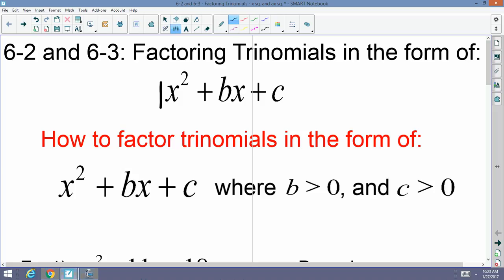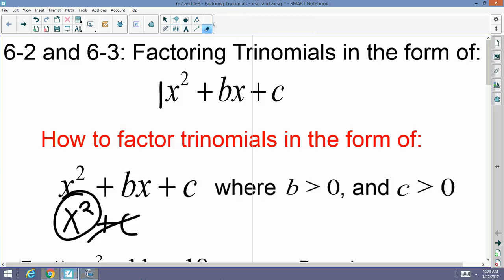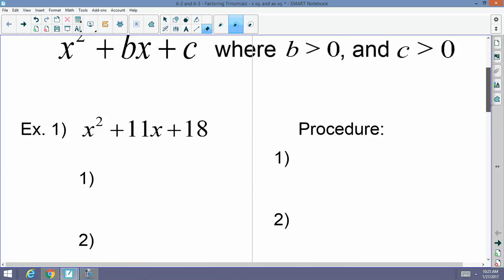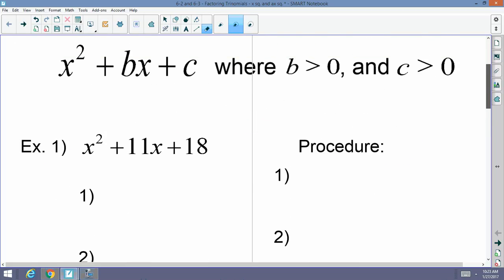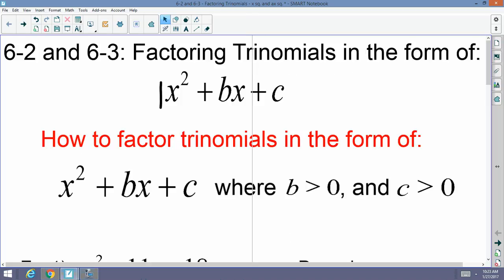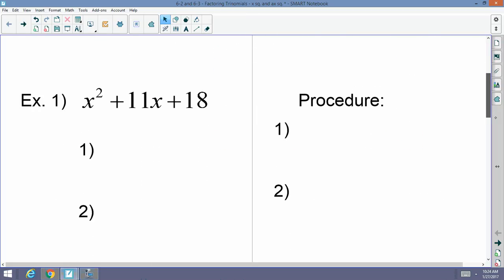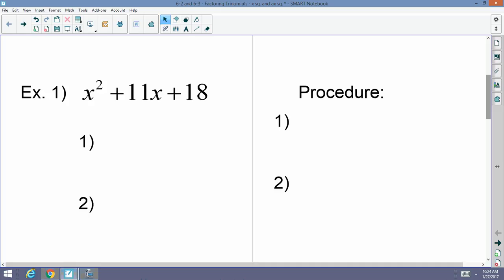Why? If b was 0, then I would just have x squared plus c. If c was 0, then I would just have x squared. And it's kind of hard to factor something that's just one term, okay? So let's get to it. All right, guys, I can only teach this by actually doing an example. I think that's the best way that I can do this.